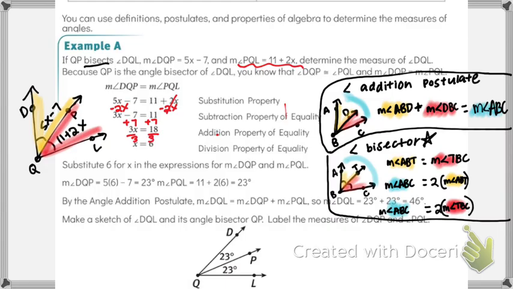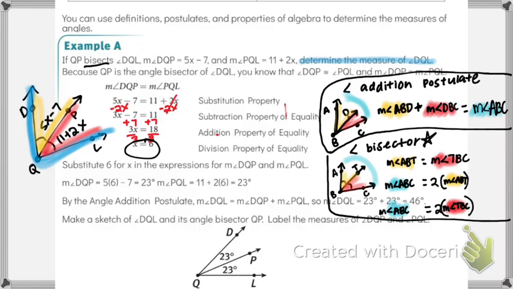Now, read your questions carefully. If I'm just asking you for x, we would be done. x equals 6. But this one says determine the measure of angle DQL. So we're going to take that 6 and put it into DQL. Now, if you're like, wait, I don't have DQL, this is PQL and this is DQP, so what am I supposed to do? DQL is the whole thing. That's what that question wants. So I want the whole thing.